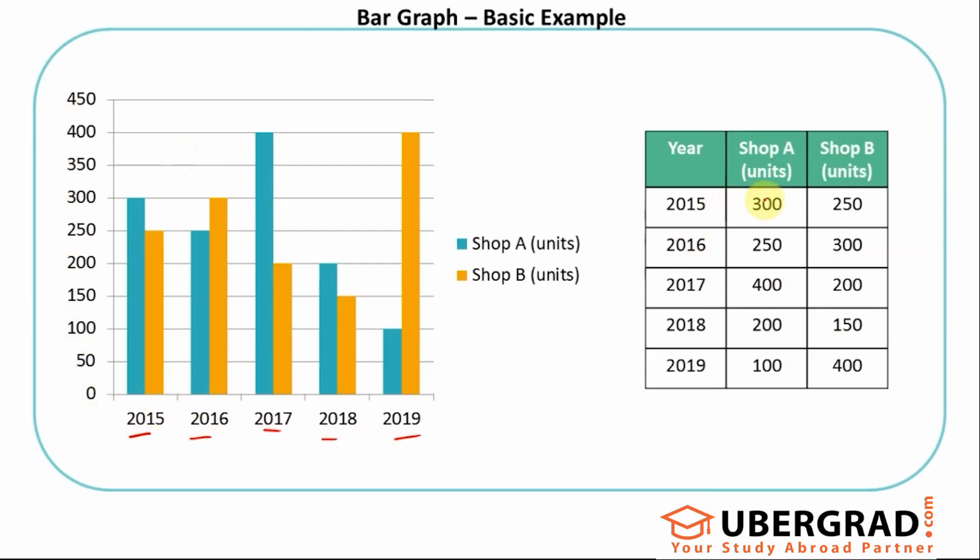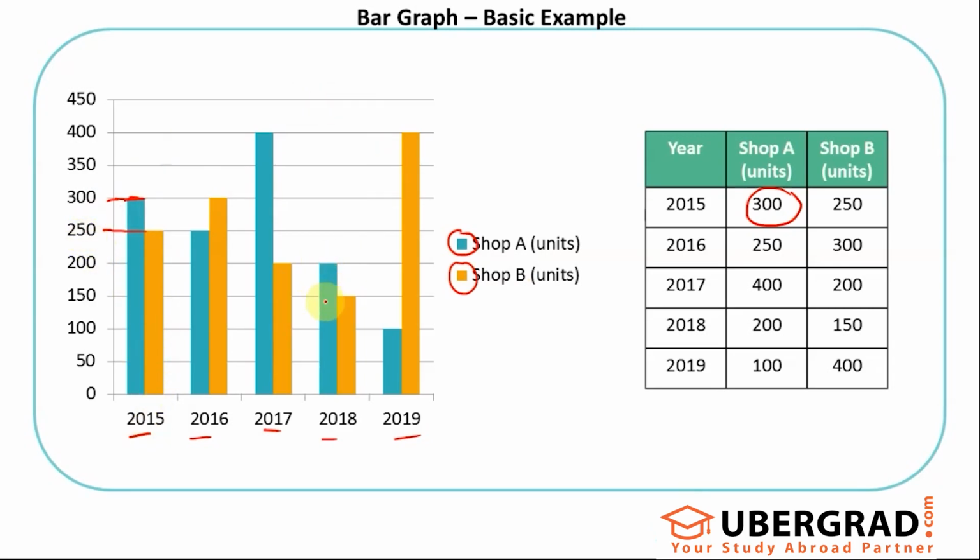As I said, in 2015, shop A sold 300 and I'm using a blue color to represent shop A. So shop A would be as high or as tall as 300. See, this point is 300, right? What about this one? This is the orange block for the same year. What is the height of it? 250. So I read that the value of shop B in terms of sales in 2015 is 250.